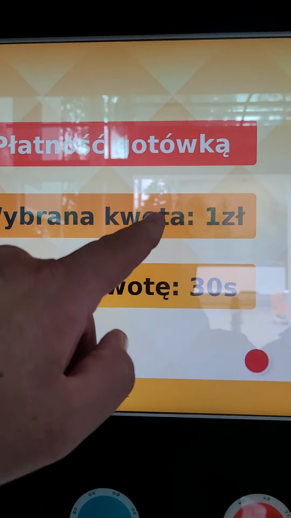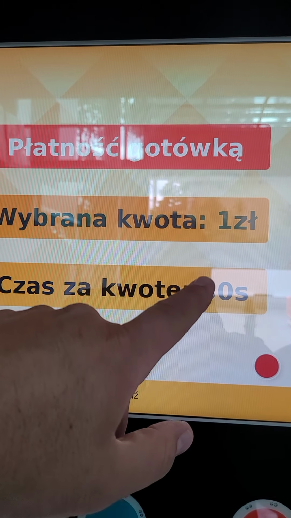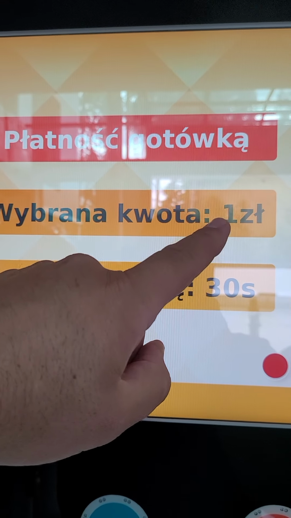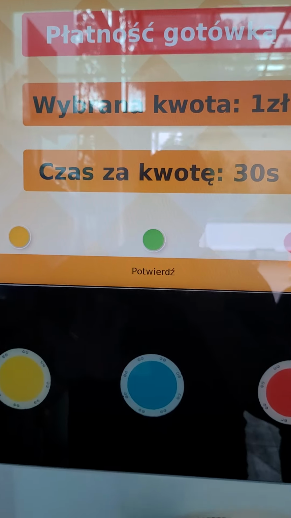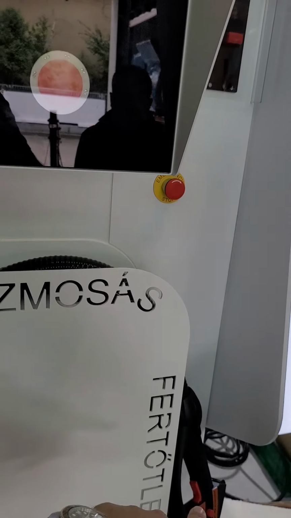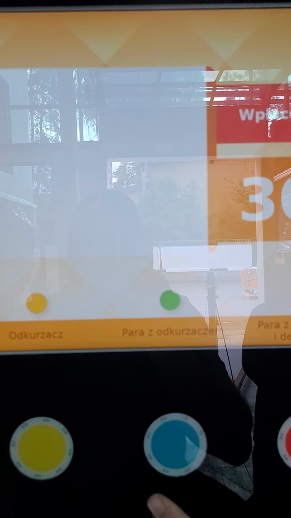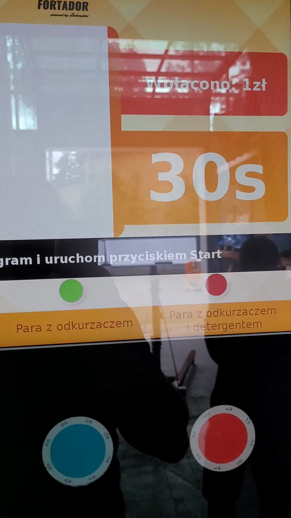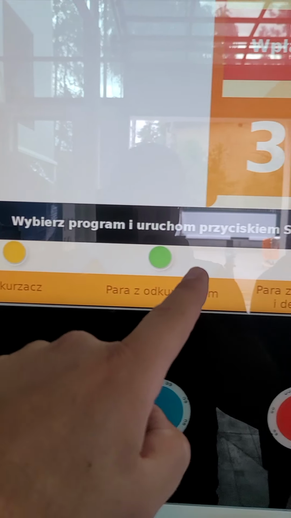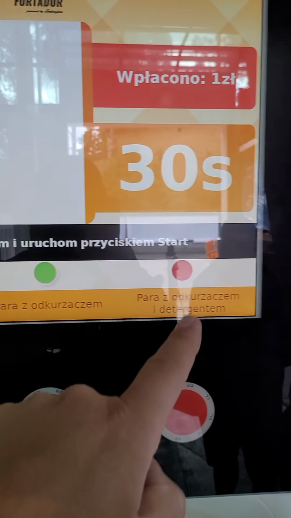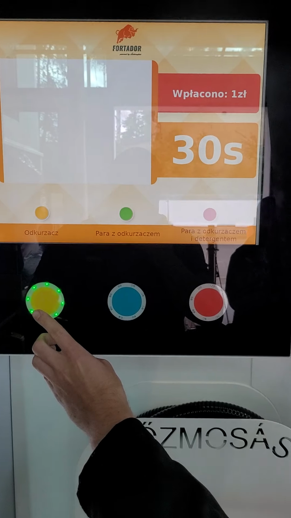Now you see that we inserted one coin, and for the test, we are setting the machine so that one coin, which is one zloty, about 25 euro cents, will give you about 30 seconds. So that's how it works. Now the machine is waiting for the client to confirm. Now the machine is asking to choose the program you desire, which is vacuum, steam and vacuum, or steam, detergent, and vacuum. So we're hitting vacuum cleaner.